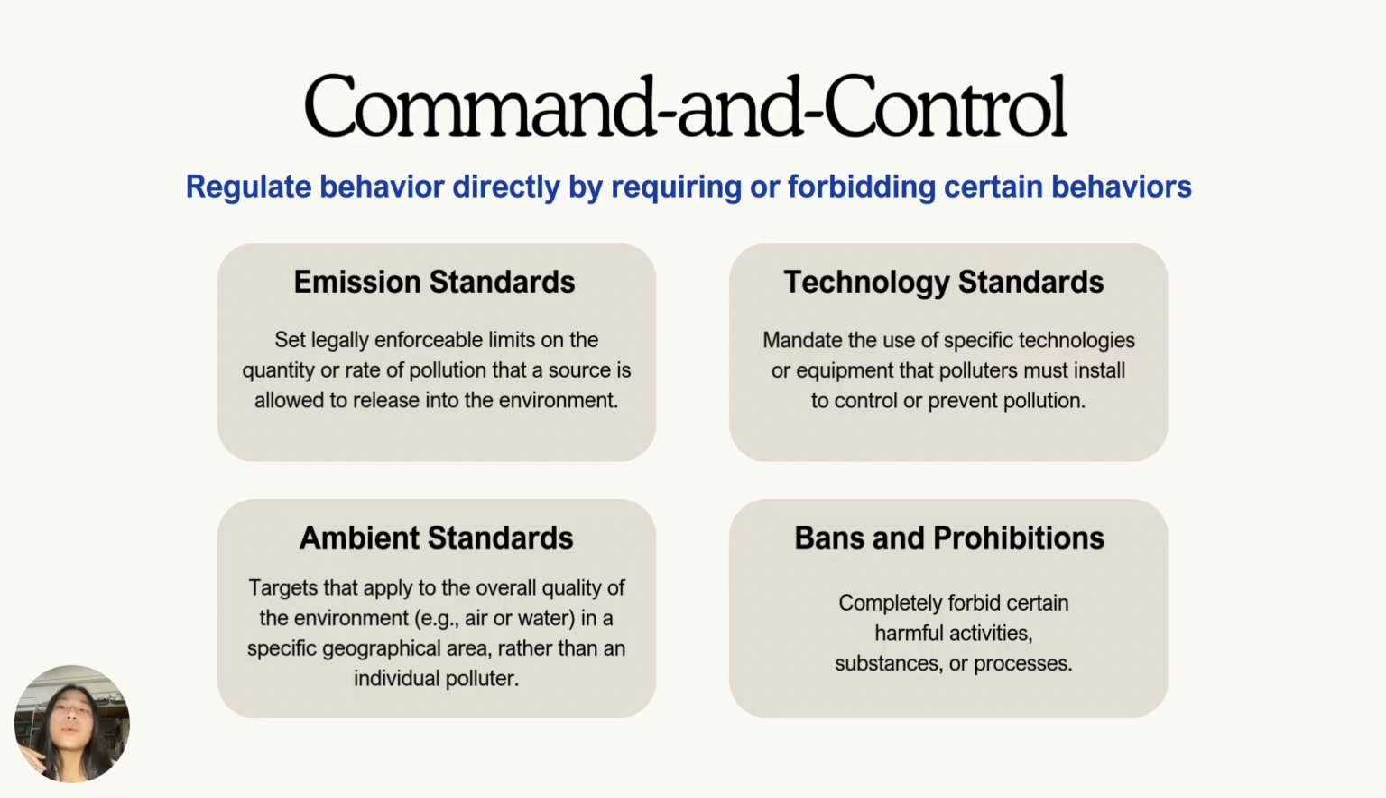And the other one is the ban and prohibition, to completely forbid certain harmful activities, substances or processes. For example, when people used to use CFC in refrigerators or any kind of spray, this led to the hole in the ozone layer, and then the government realized this is not good for the environment. They prohibited the use of CFC completely, and this is one example of command and control.